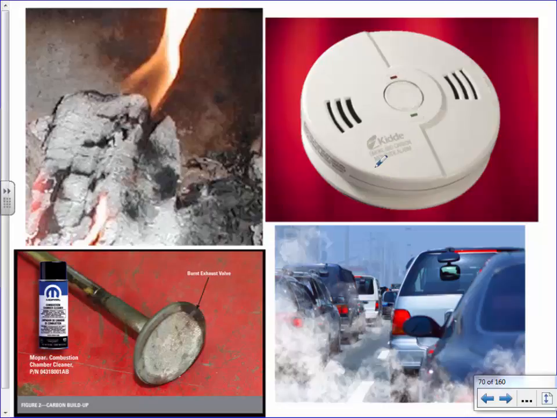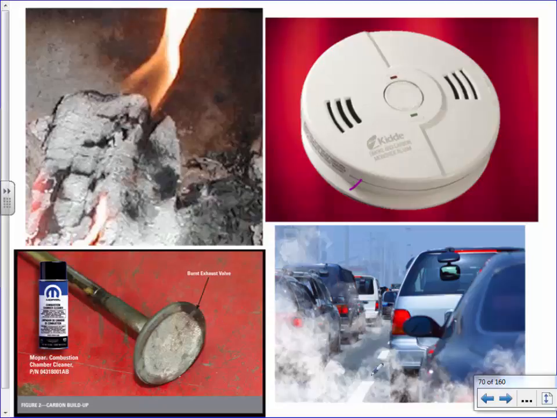Here's a carbon monoxide detector. If you have a wood-burning fireplace like we have, it's important to have one of those because you'd hate to all of a sudden have too much carbon monoxide seeping into your room, and before you know it, your children are suffocating. So those are really important to have.